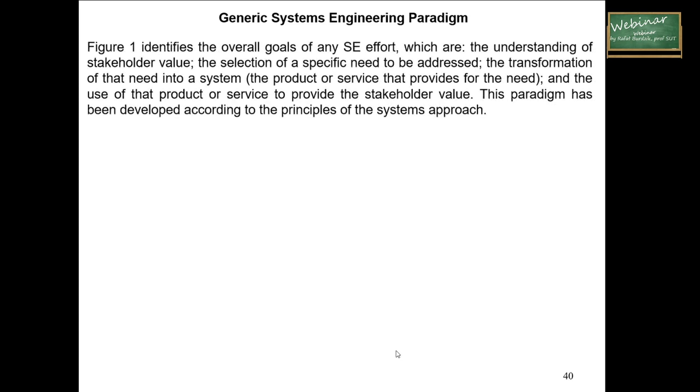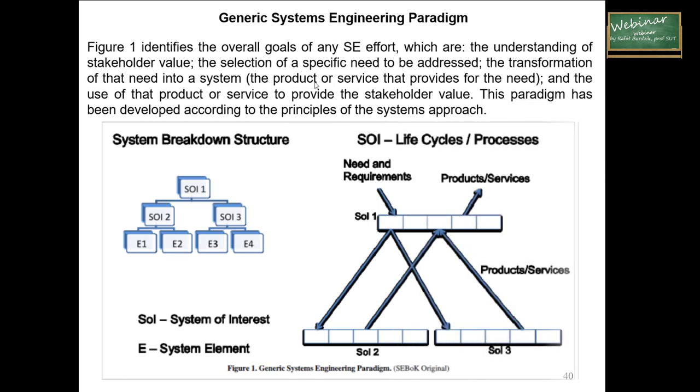Generic systems engineering paradigm. The feature below identifies the overall goals of systems engineering efforts, which are first the understanding of stakeholders' value, probably the most important part at the first stage, even before the concept. Then the selection of the specific needs to be addressed, the transformation of the need into the system, the product or service which has to be provided for the need of the customers and stakeholders, and the use of that product or service to provide the stakeholder value. So everything is about understanding the value to the stakeholder.